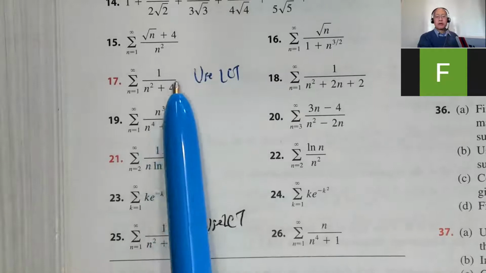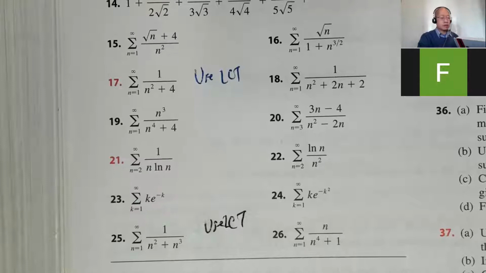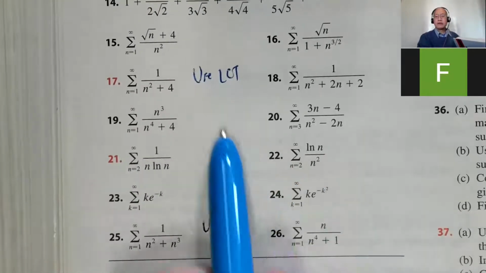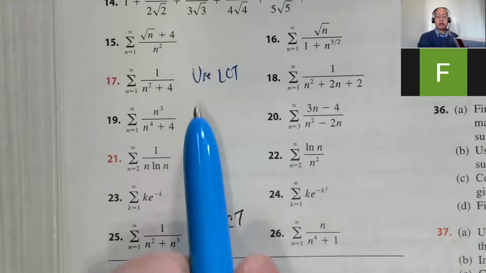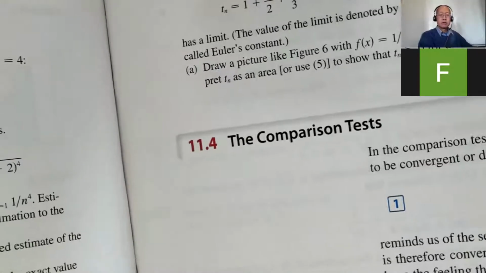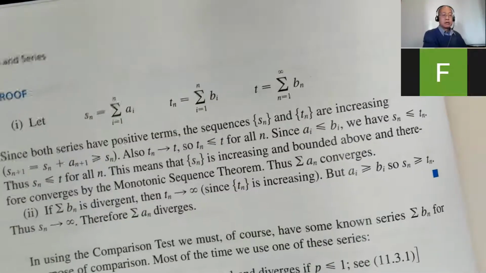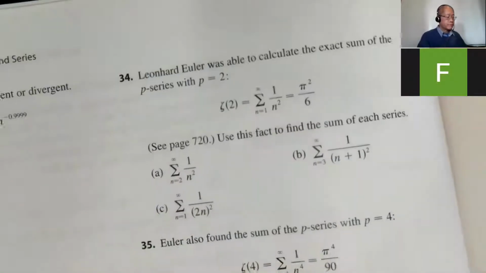Okay, so in other words, hold off on 17 and 25 until you learn about something called the limit comparison test. Okay, you don't even have to write this down if you don't want to. I'll repeat it in the next section. Okay, the next section is the comparison tests, plural. Okay. So there's more than one comparison test. One of them is called the comparison test. And the other one is called the limit comparison test. Page 729. But I'm getting ahead of myself. I'm saving that for Monday.